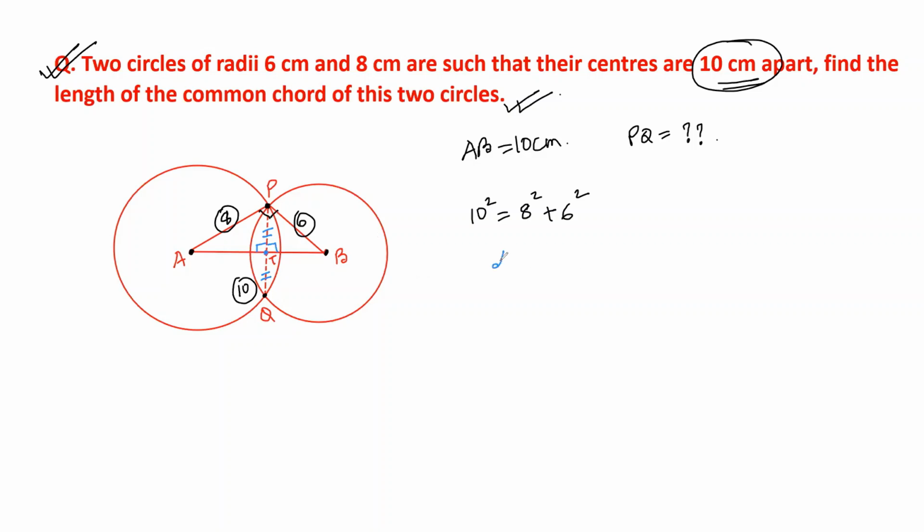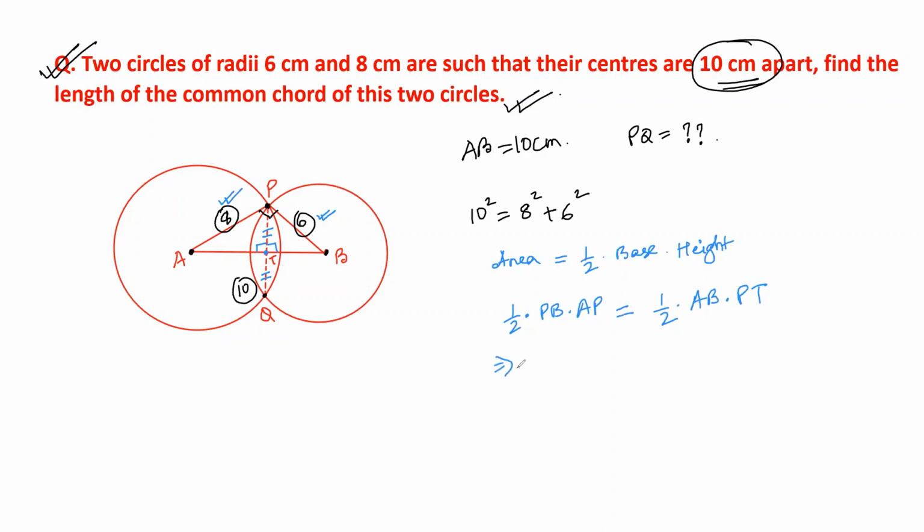And we know the area of a triangle is given by half into base into height. So for this triangle APB, if we consider the side PB to be the base and the side AP to be the height, in that case, the area can be written as half into PB into AP. Also, if we consider the side AB to be the base and the length PT to be the height, in that case, the area would be half into AB into PT. So both these areas would be equal.